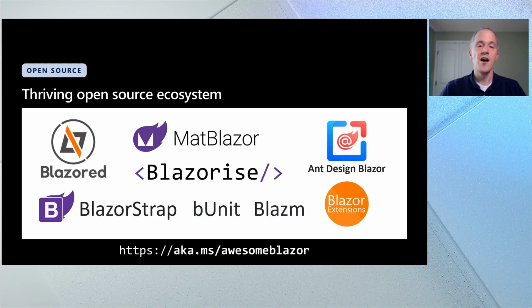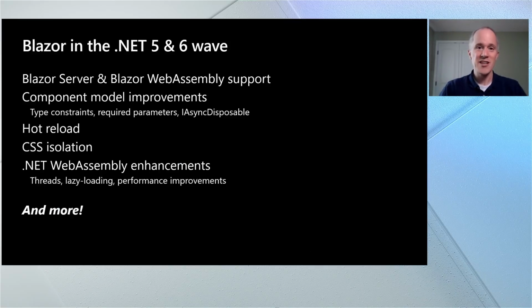You can find many of them on the Awesome Blazor GitHub repo at aka.ms/awesomeblazor. Well, now that Blazor WebAssembly is shipped, what's next for Blazor? Well, we have a whole bunch of improvements planned in the .NET 5, .NET 6 wave. First, we're going to integrate Blazor WebAssembly into .NET 5. It will show up in an upcoming preview. Probably sometime in June is when we expect that to land.